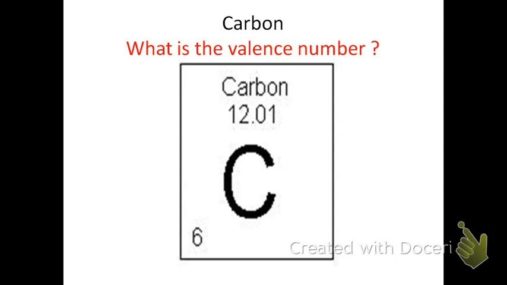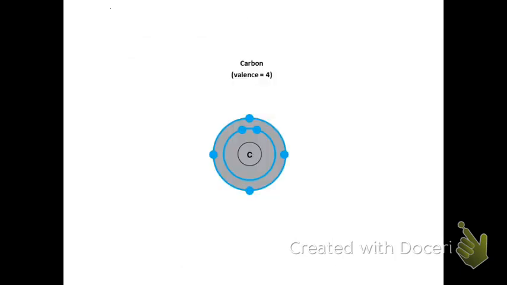Well, let's step back a little bit. Let's think about our valence electrons. What is the valence number for carbon? In other words, how many electrons in its outer shell? Well, if you said 4, you were correct, because you can look at its outermost valence electron shell and see that there are 4 electrons out there.